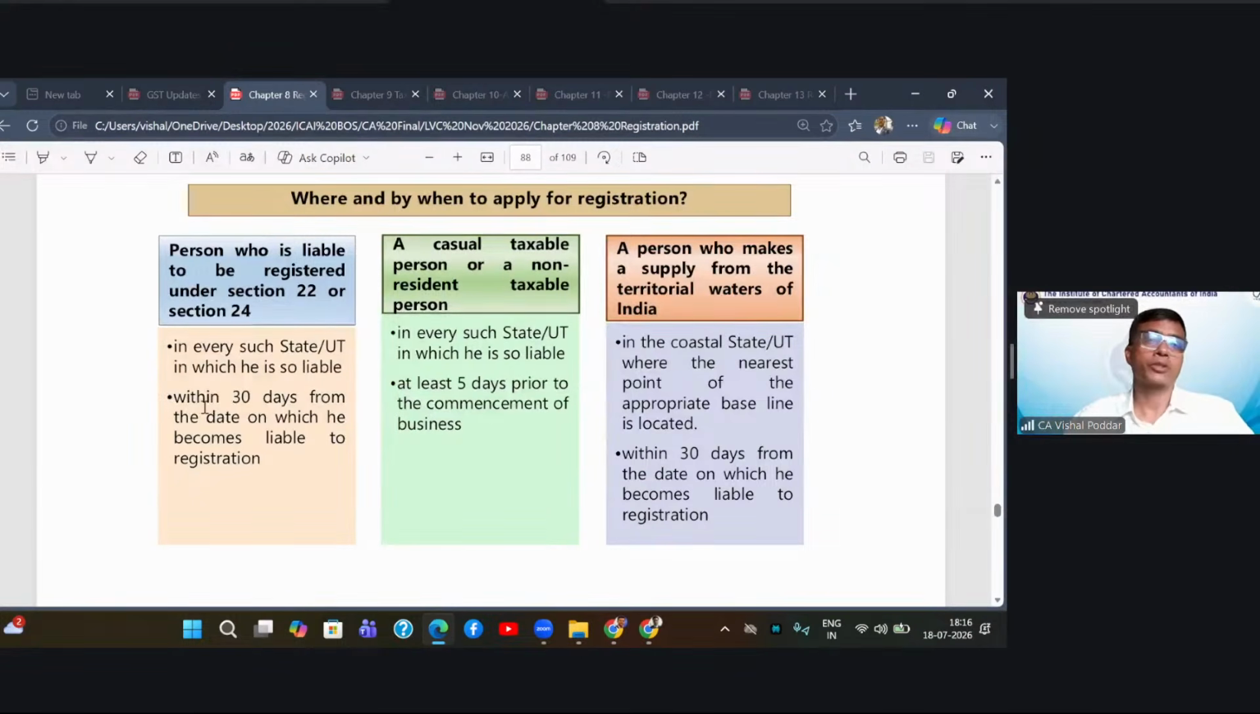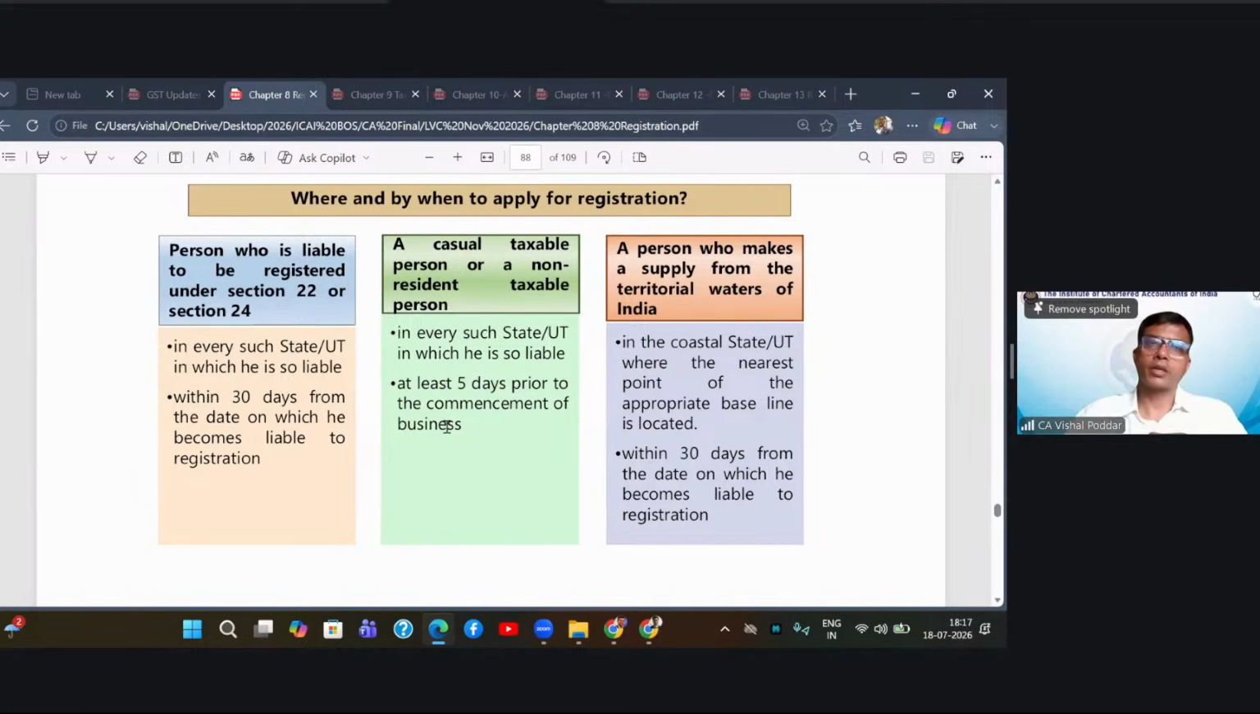Next, this registration has to be applied for within 30 days from the date on which either you cross the turnover limit of 22 or you enter into any of the transactions of 24. Next, if you are a casual taxable person or non-resident taxable person who is coming to a place for a temporary period and making outward supply, they have to get registered again in that state where they are coming for doing that business for a temporary period. And here they have to get registered at least 5 days prior to the commencement of their business.